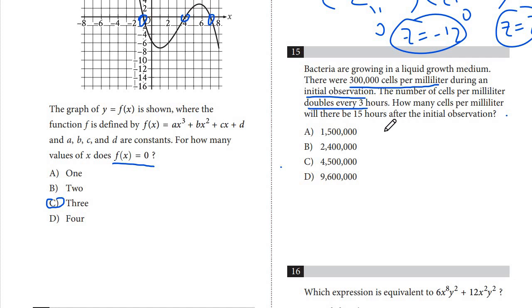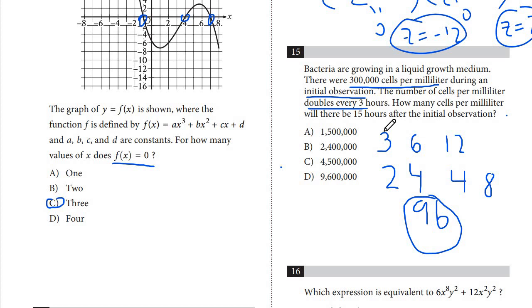So that's important. That means if we start with 300,000, then we have 600,000 after 3 hours, after another 3 hours we have 1.2 million, 2.4, 4.8, and 9.6. And just imagine you have 5 more zeros at the end, so 96 is going to be your answer, right?